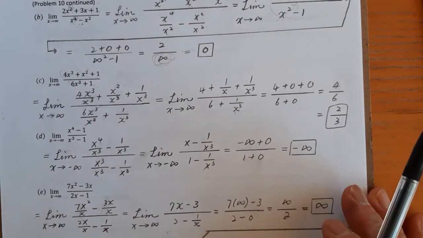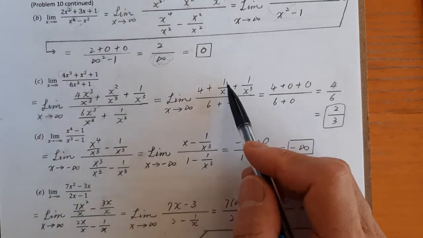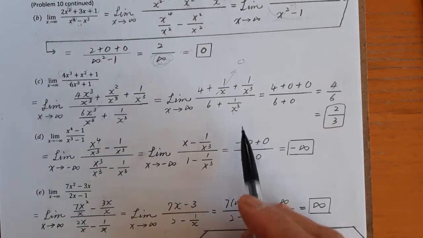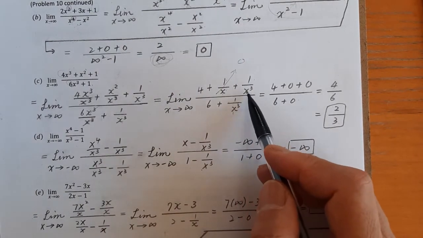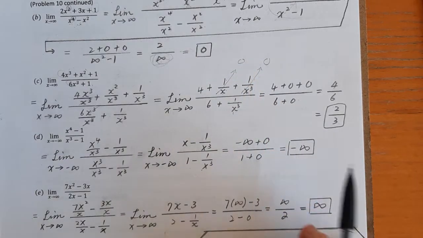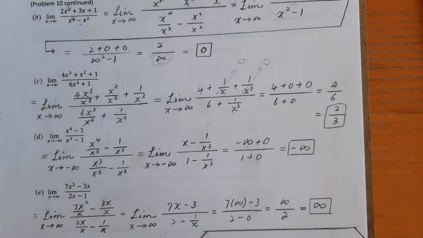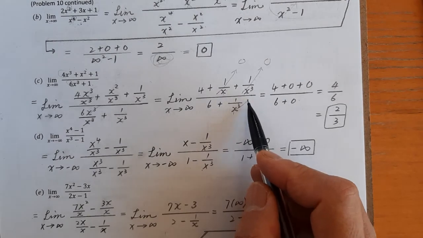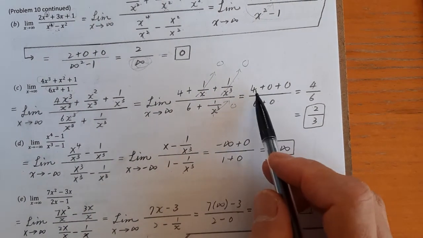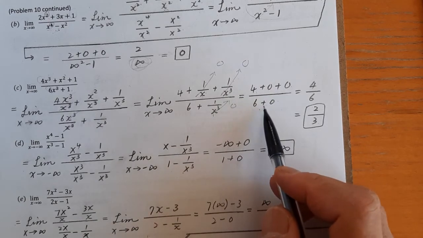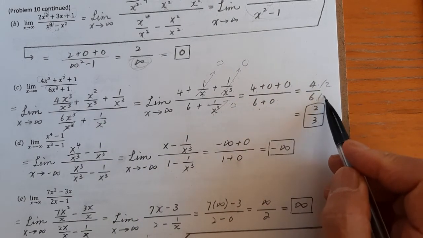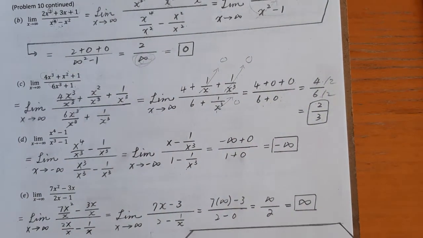Now, when x goes infinite, 1 over infinite, 1 over a big number, approaches 0. 1 over x cubed, infinite cubed, is very, very big. 1 over very, very big becomes very, very small, approaching 0. 1 over x also approaches 0. So it equals 4 plus 0 plus 0 over 6 plus 0, which is 4 over 6. Reduce, cancel common factor 2, get 2 over 3.